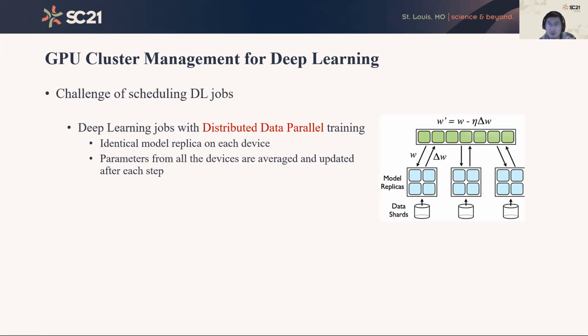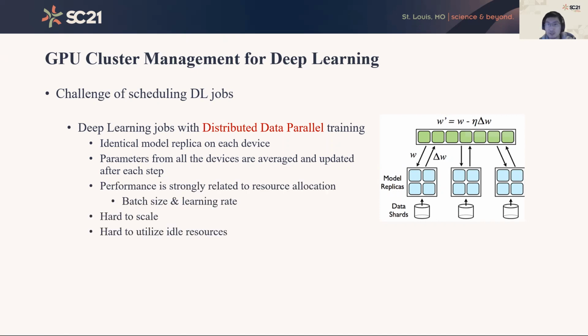To speed up deep learning jobs, a dominant practice is distributed data parallel training on multiple GPUs. This approach runs an identical model replica on each GPU and averages the parameters from all the devices after each step. However, the training performance is strongly related to the resource allocation. Especially, we need to find appropriate batch size and learning rate accordingly. As a result, deep learning jobs are hard to scale and hard to utilize idle resources.